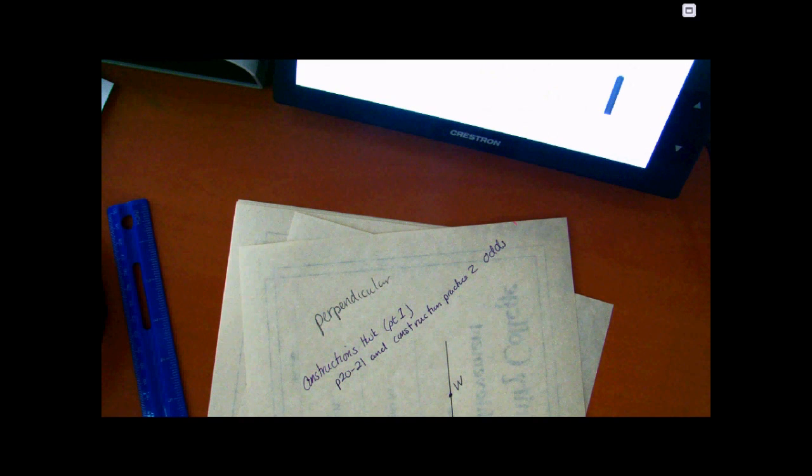Okay, so page 20 and 21, that's benchmark 9. And then construction practice 2, you just have to do the odds. Of benchmark 9, 20 and 21, and also construction practice 2.